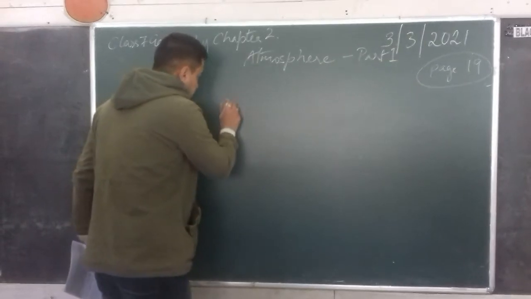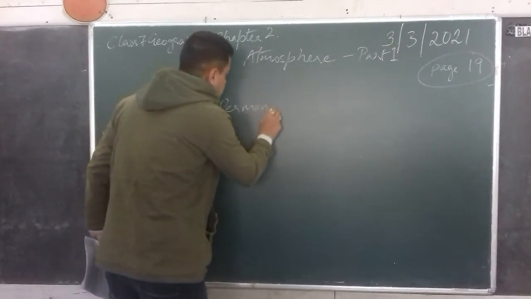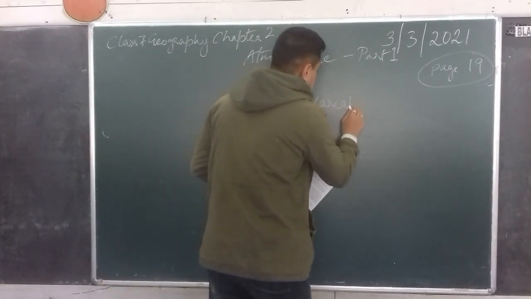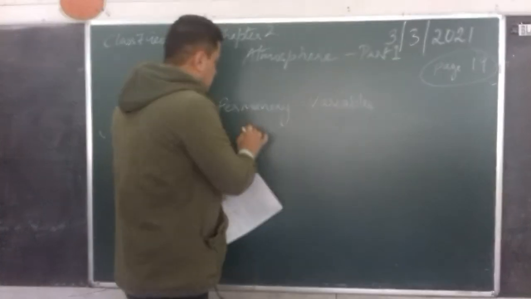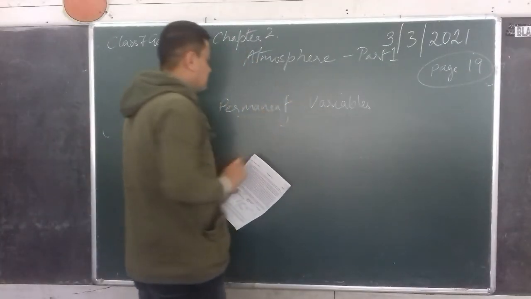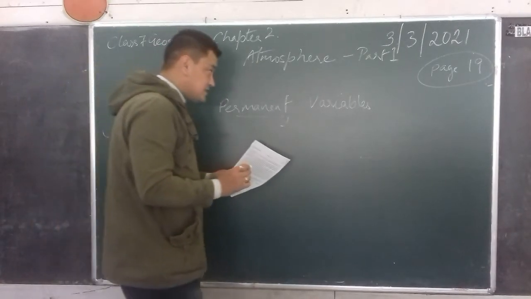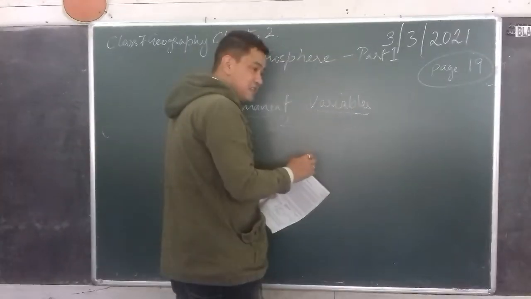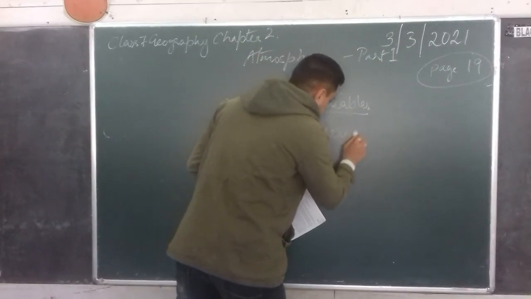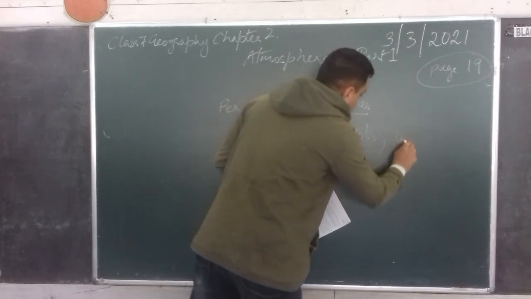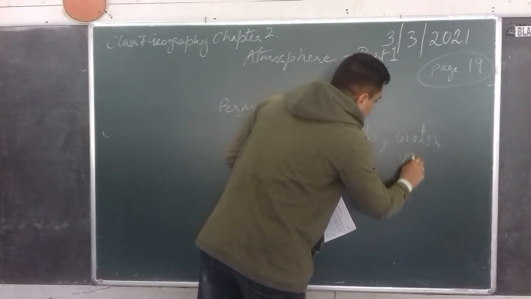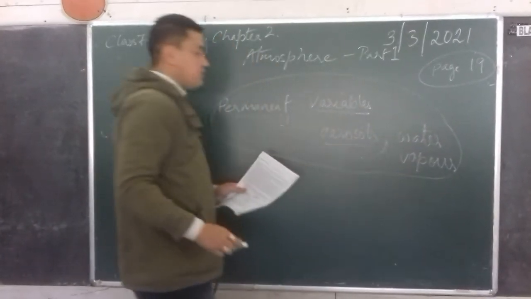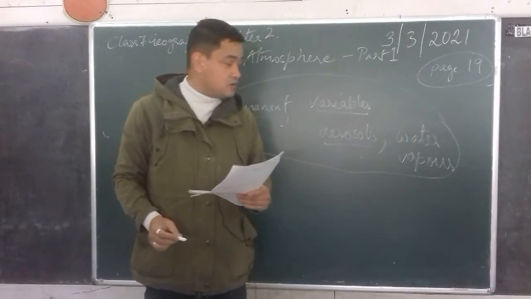These gases are called permanent gases and variable gases. As well as in these gases you find dust particles like aerosols, and also you find water vapor. So our atmosphere is made of all these things. It is made of permanent gases, variable gases, aerosols, water vapor, etc.